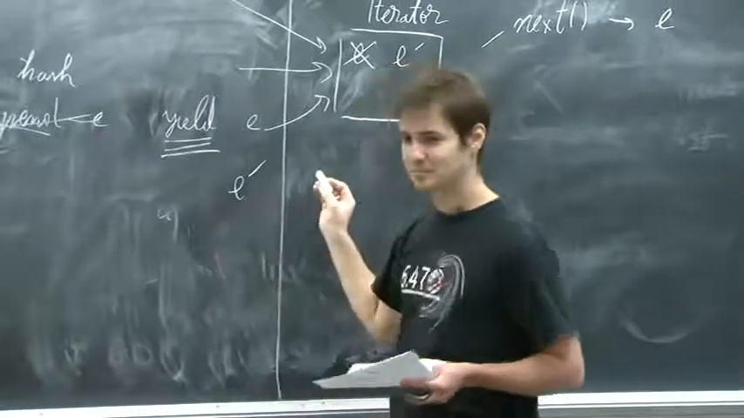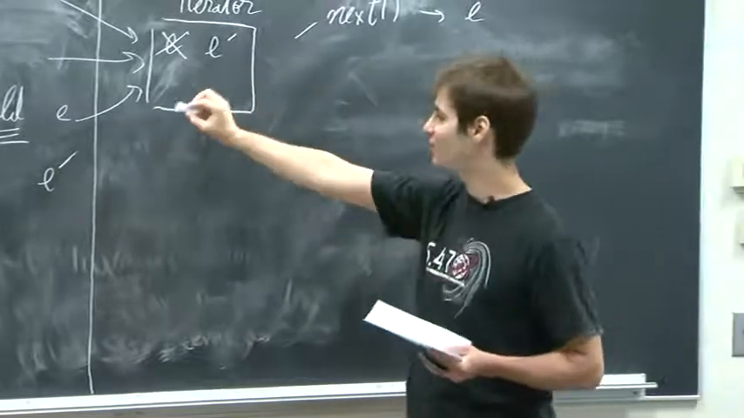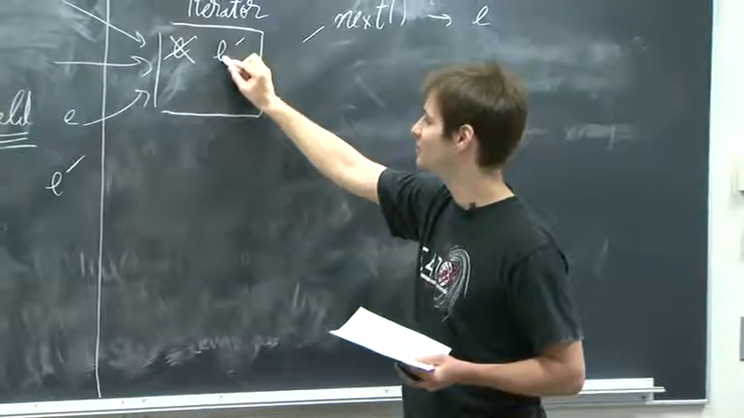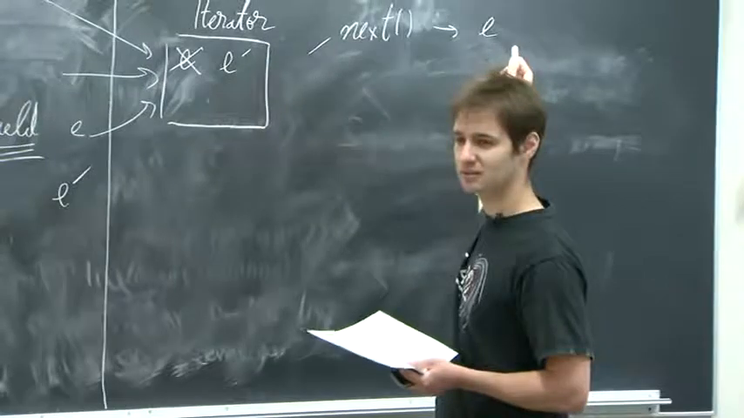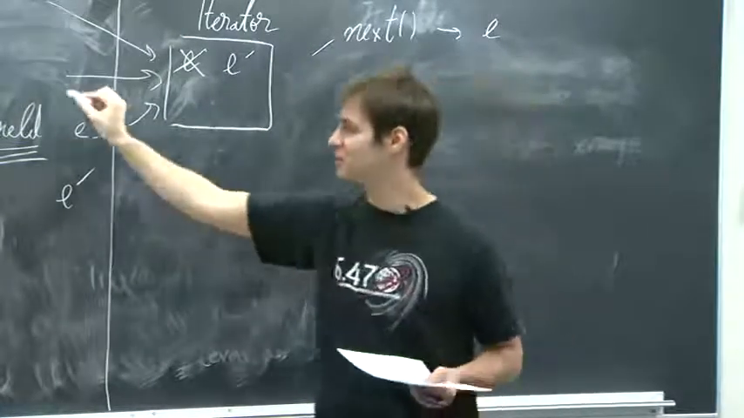When you call next, are you computing E or E prime to be returned? So when you're calling next, you're computing E prime and returning E. So the value you get from next is pre-computed. The value you get from next is what you yielded before.